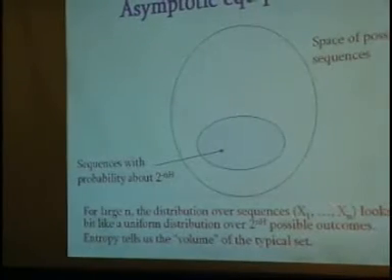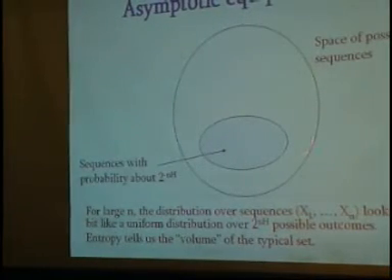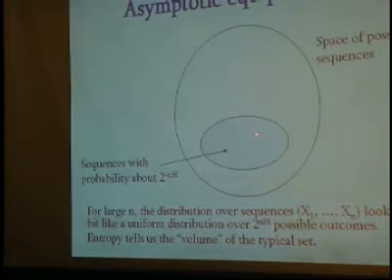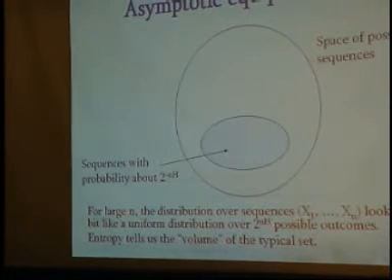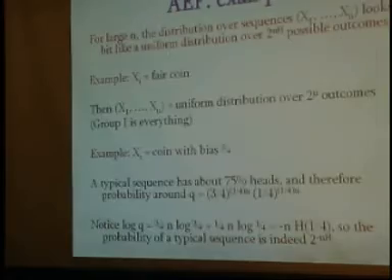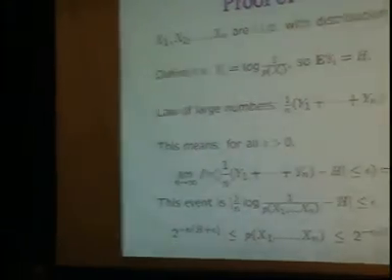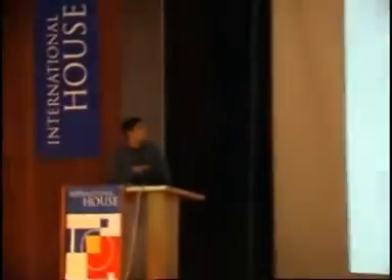In that case, the typical set is much smaller. Although there are 2 to the n possible outcomes, the typical set is of size just 2 to the n times the entropy of 3/4, which is 0.81. So why is this thing true? Why is this property true?